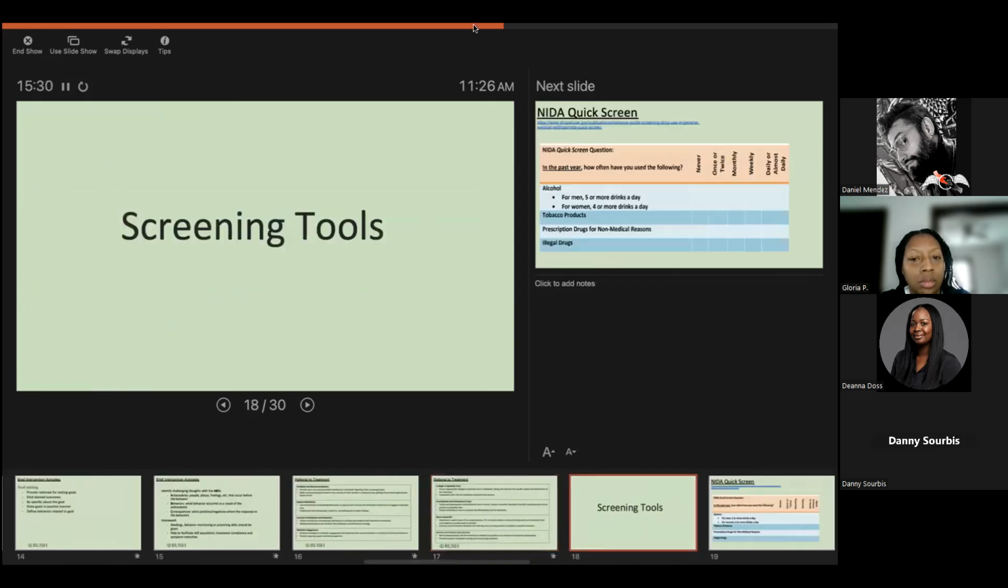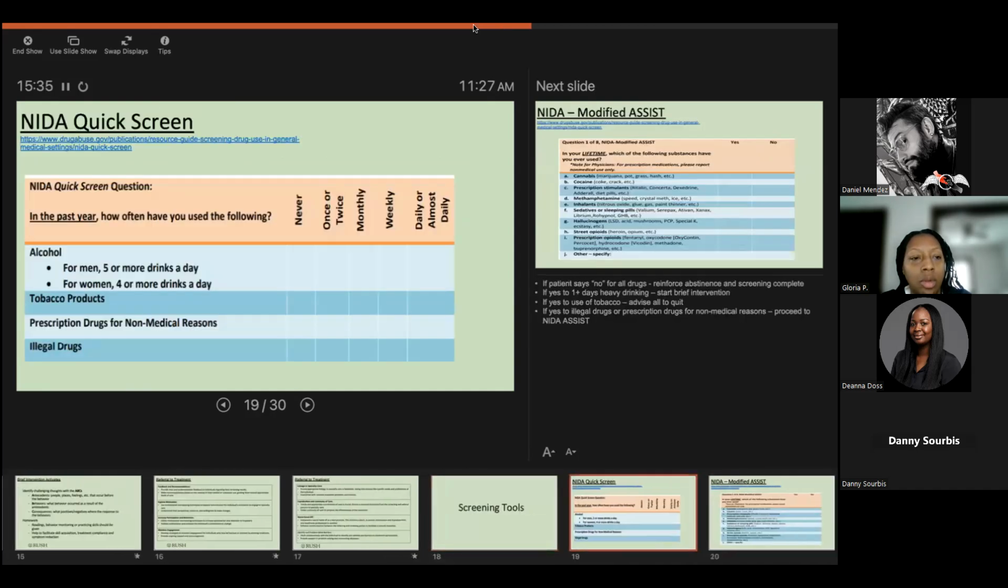So we're going to look at some of the screening tools that are used for SBIRT. We have the NIDA Quick Screen, and all of these screenings are from NIDA. So this is the NIDA Quick Screen. If a patient says no for all drugs, you reinforce abstinence and screening is complete. If yes to 1 or more days of heavy drinking, you want to start a brief intervention. If yes to use of tobacco, you want to advise all to quit. And if yes to illegal drugs or prescription drugs for non-medical reasons, you want to proceed to the NIDA ASSIST.